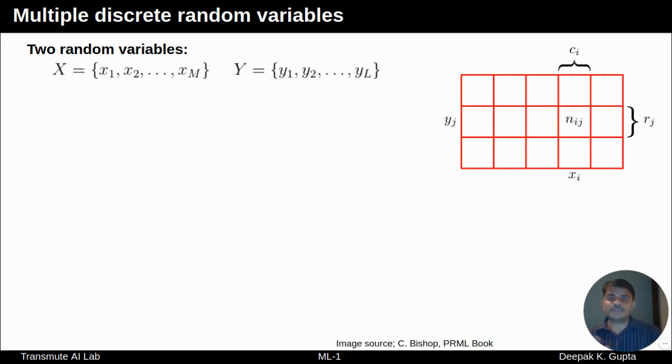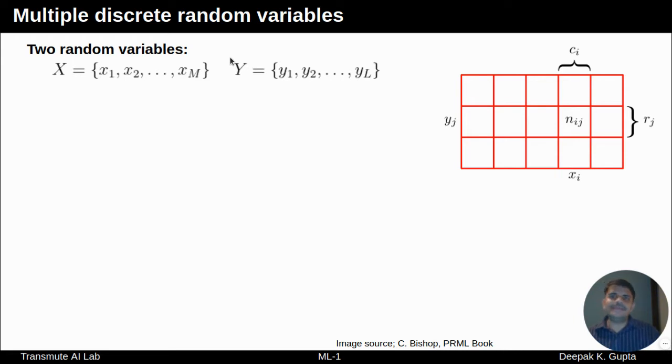Now, that was the case of one random variable. But in general, when we are dealing with complex experiments, we can have hundreds, we can have thousands of random variables. And in this slide, we discuss the scenario of two random variables. So on the left, we have two random variables, X and Y.